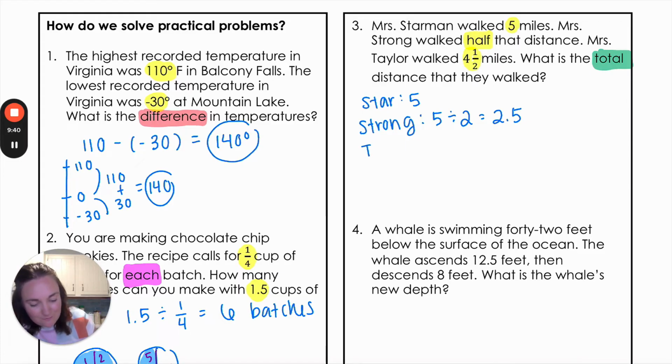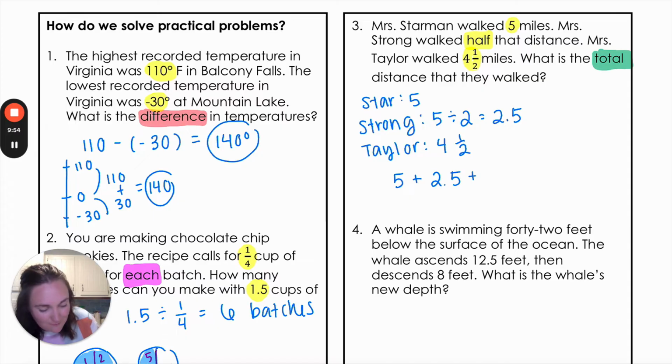And then we have Miss Taylor. She is going to be walking 4.5. And we said total means we're going to add those all together. So when I add them all up, 5 plus 2.5 plus 4.5. I get 12.